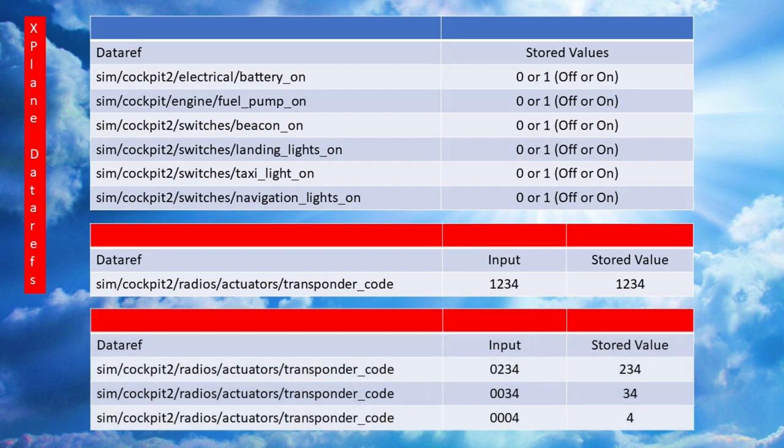However, when the squawk code input starts with one or more leading zeros, X-Plane does something strange and completely ignores the zeros and just stores the numbers that follow. For example, the input of 0, 2, 3, 4 ends up as just 2, 3, 4. The input value of 0, 0, 3, 4 ends up as just 34. And lastly, the input value of 0004 ends up as just 4.